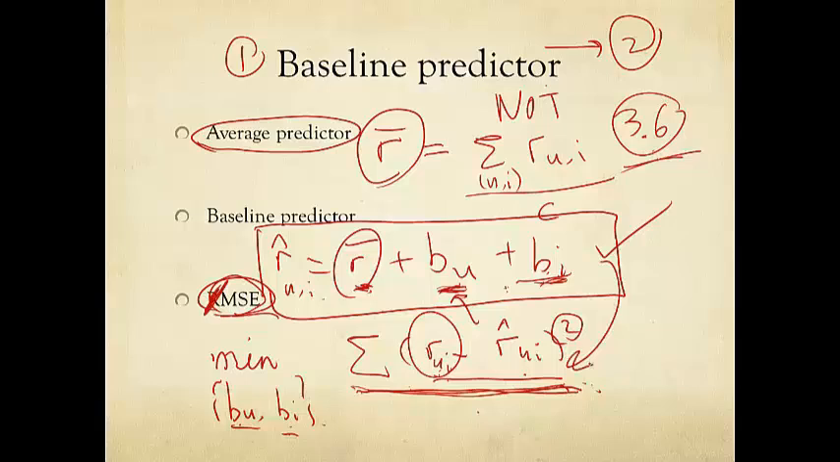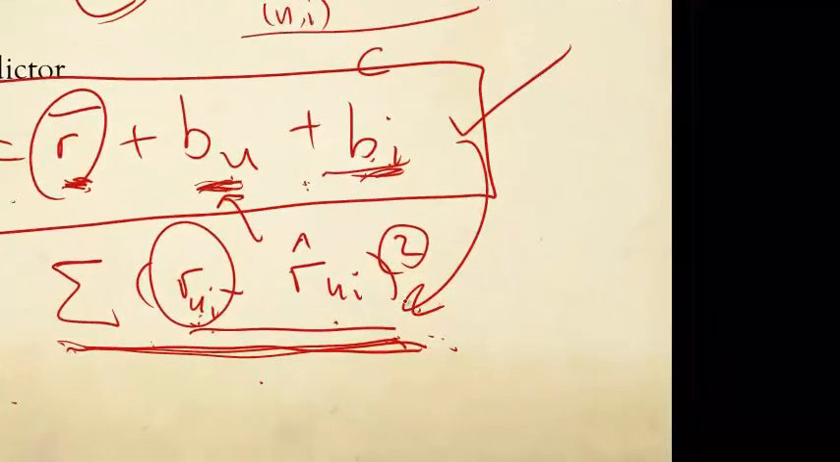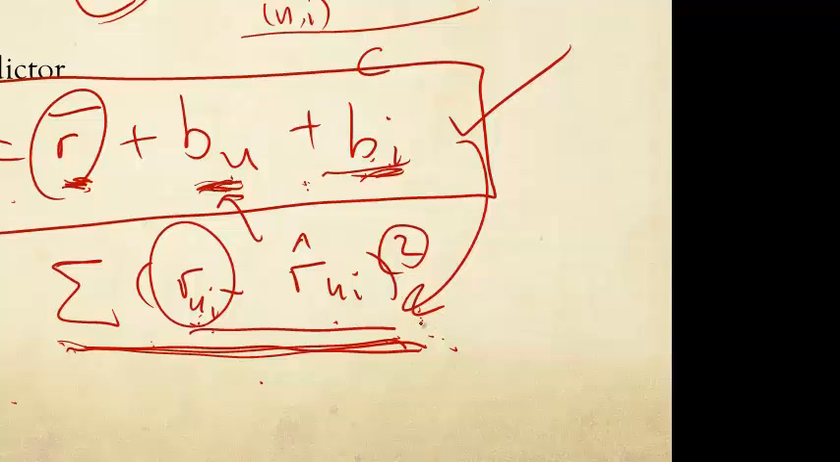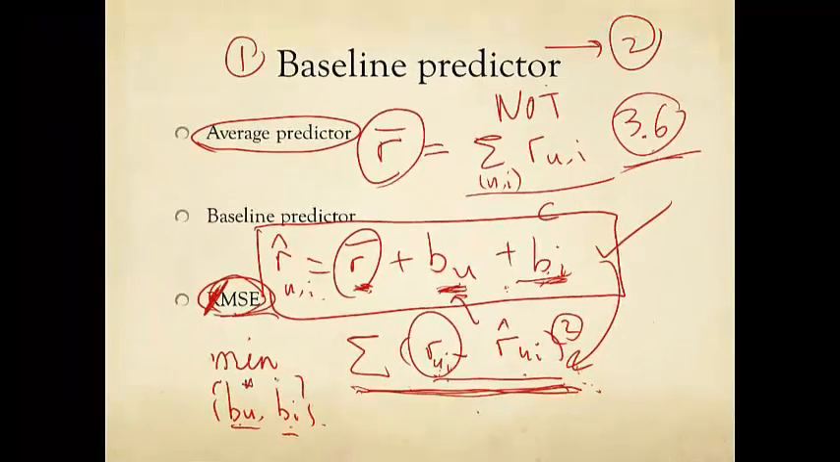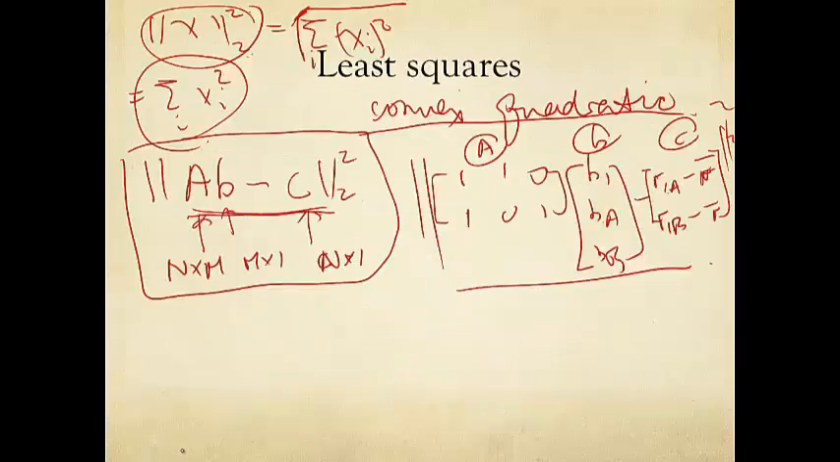So all we're doing is to say, if you believe in this model, stick it into our error term, then you've got to solve a least squares problem, which can be efficiently solved by solving a linear equation, just like Google PageRank solving a linear equation. But over there, it's a very different set of equations. And then once you get the optimal bu star, bi star, stick it back in here, you get your predictor that minimizes RMSE.